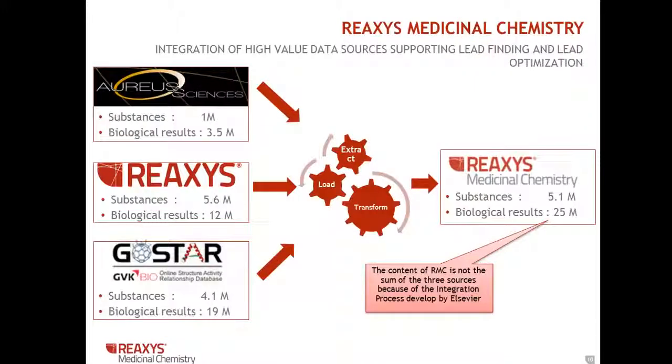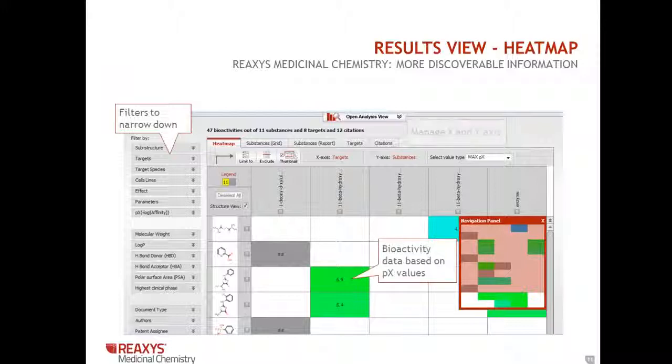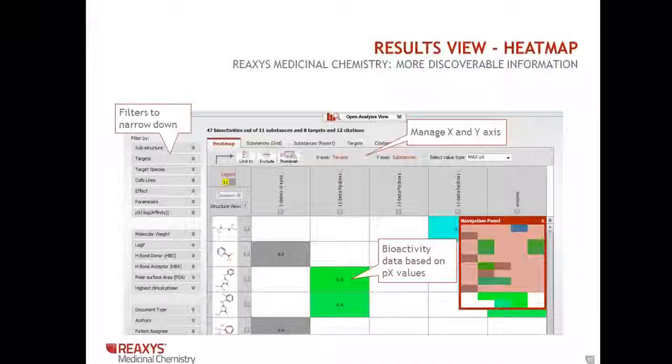RMC contains over 5 million compounds and over 25 million biological results, and this is the result of RMC's integration with Embase and Go Star. There are some unique features to help you visualize all of this data. The heat map, for example, enables you to select different criteria for the X and Y axis in your results table so that you can look at, for example, compounds and targets or bioassays and target species.